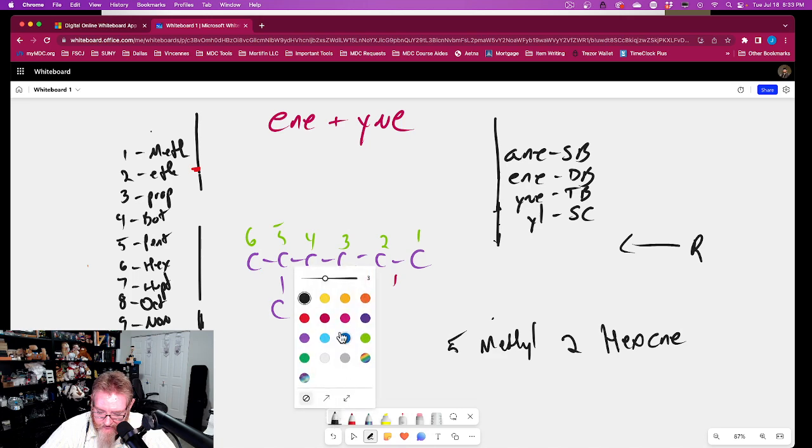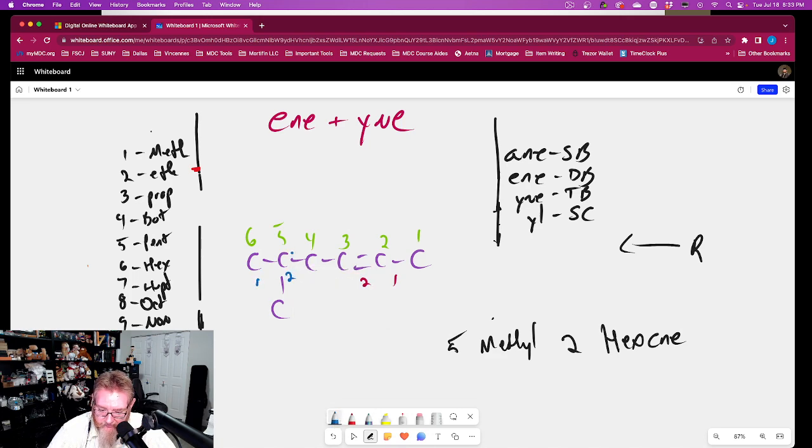Then people make the mistake. They start counting the carbons. Oh, this is on 2. So this is actually 2-methyl, and this is wrong: 2-methyl-2-hexene. Okay?